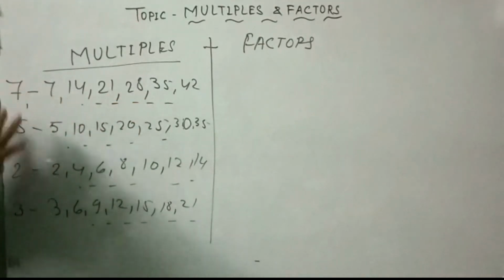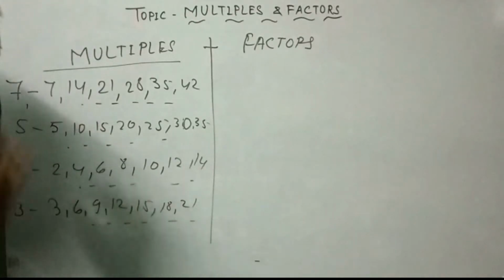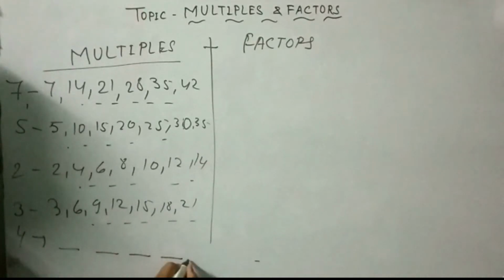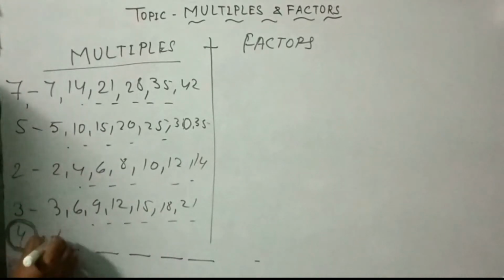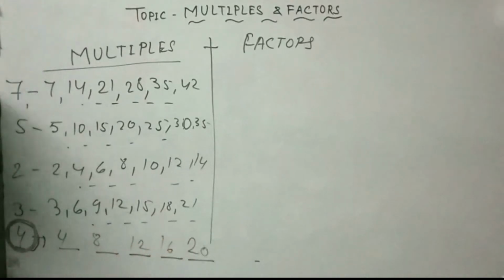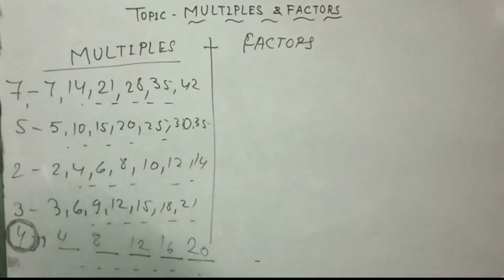If I say what are the first 5 multiples of 4, first 5 multiples means 1, 2, 3, 4, 5. So you have to write the multiples of 4: 4, 8, 12, 16 and 20. That is the first 5 multiples of 4, and up to infinite you can write. Then in multiples we are writing the table, and just the opposite, see what we will do in factors.